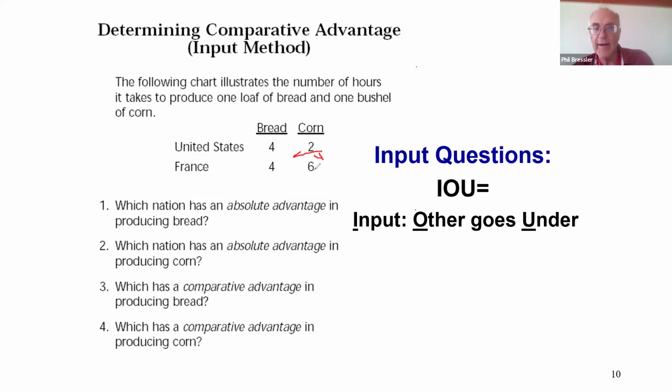France, I'm going to figure out their opportunity cost for corn. I'm going to take the other product, bread, and put it under. All right, then I figure out who has the comparative advantage. I'm always looking for the smallest number. And that's the United States for corn. And I know France has it for bread because you can't have the comparative advantage in both. Does that make sense? Yes, thank you. No problem. Anyone else?